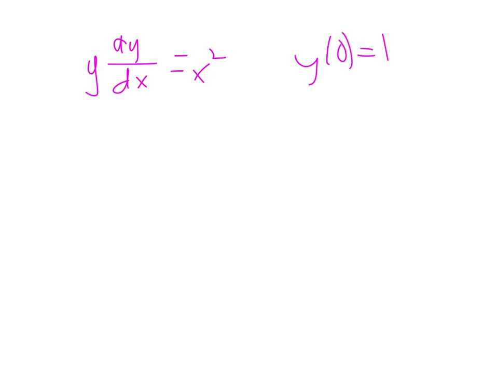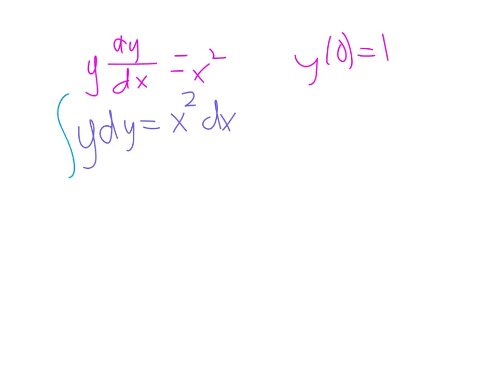Alright, our second problem is already formatted a little differently, just a little spice for us. y dy/dx equals x squared. Again, y of 0 is 1. So I already have the y over there, so I'll leave that alone. So I'll have y dy, and then x squared dx.